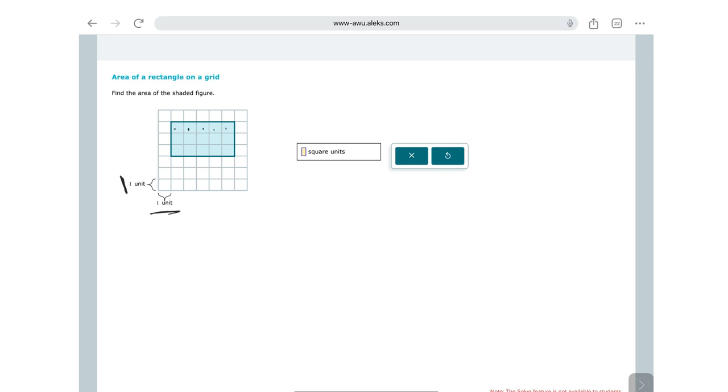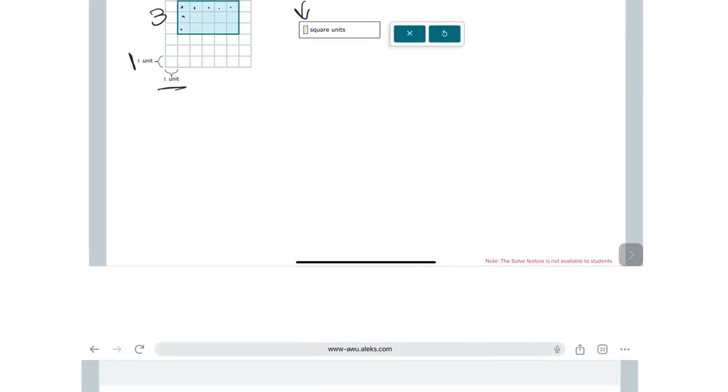So there's 5 there, and then there's 1, 2, 3 on the side. That would be 3 squares, and it would be by 5 squares. And you can multiply them, which is 15. And then you put your answer right here. So it'd be 15 square units. But if you wanted to count them, you could count them, but it just takes a little longer, especially when your rectangles or squares get bigger.